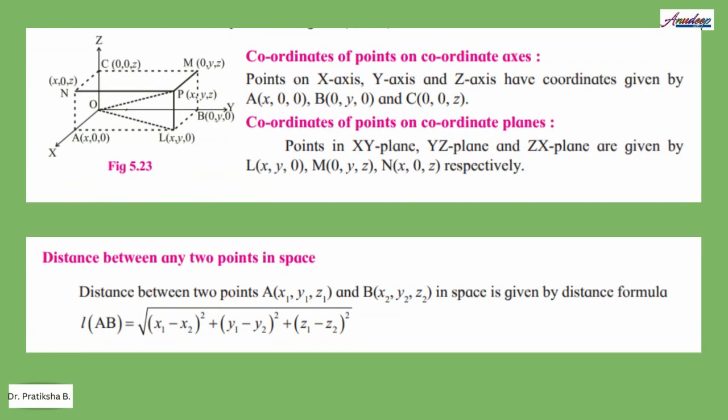Coordinates of points on the coordinate axes. As you can see on the diagram, a plane is shown where you have three axes x, y, z. If I want to denote any point on an axis, that is x, y or z axis, when we want to denote the coordinates, point A will be represented by (x, 0, 0), B as (0, y, 0) and C as (0, 0, z).